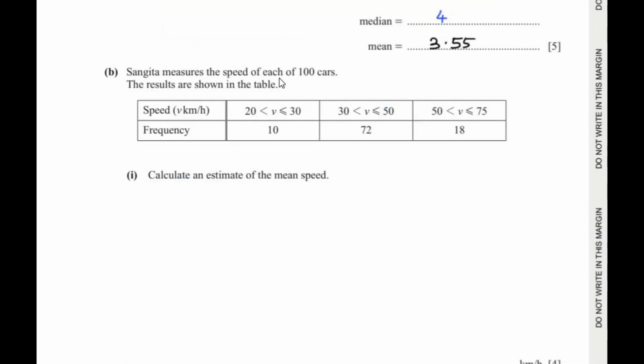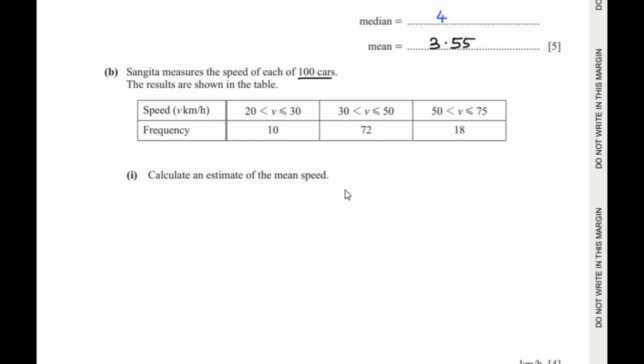Sangita measures the speed of each of 100 cars. The results are shown in the table. Calculate an estimate of the mean speed. Now this is grouped data. As we can see, a range is given. The number of cars which had a speed between 20 to 30 were 10 cars. 72 cars had a speed between 30 to 50 kilometers per hour, and so on.